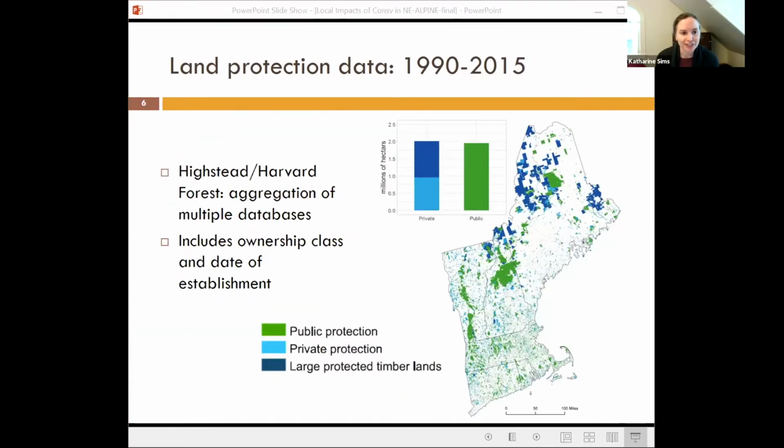So the land protection data that underpins this analysis, I can take no credit for. This is the result of painstaking work by teams at Highstead and the Harvard Forest to aggregate data on ownership class and dates of establishment from public sources, as well as multiple private entities. And this map just shows that grouping of protected land into the three different types that I mentioned.